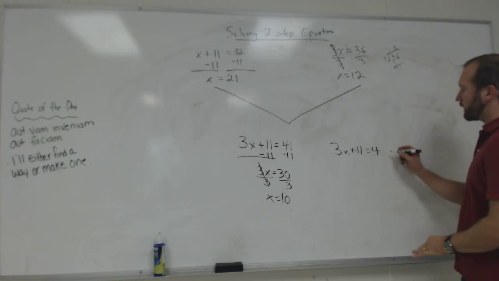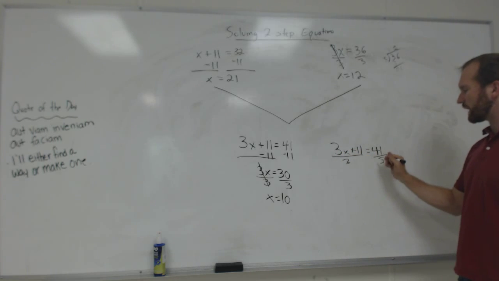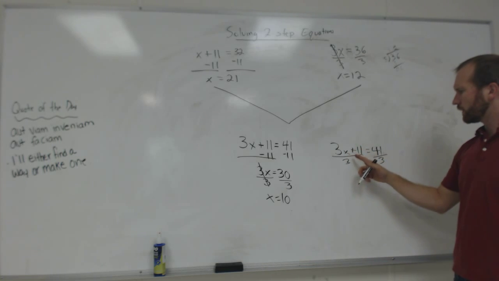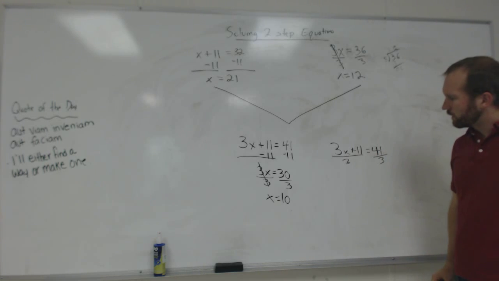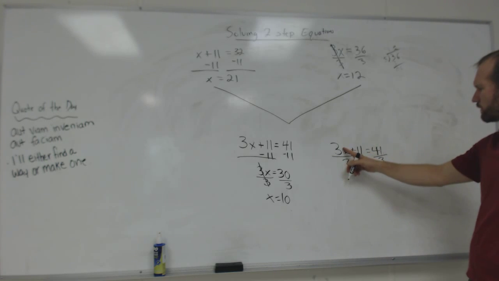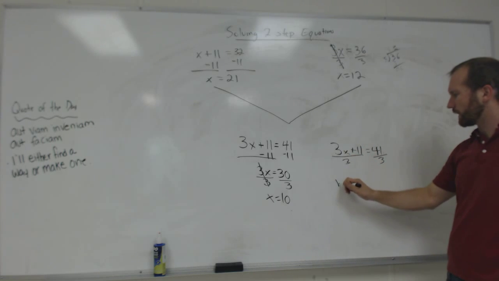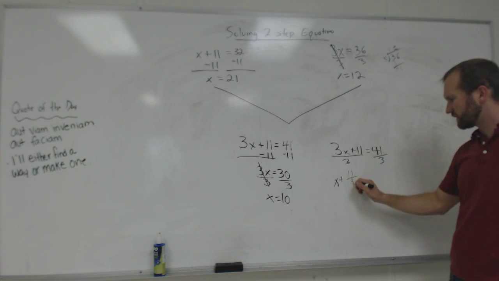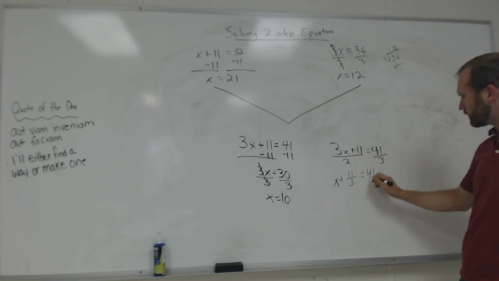Oops, yeah, 41, right. Thank you. So let's say if we divided by 3 first. We divide both sides of the equation by 3. So we have 3x plus 11 over 3. Well, in order to divide this by 3, I have to divide this by 3 and divide this by 3. Well, 3x divided by 3 is x. 11 divided by 3 is 11 thirds. I guess we could write it like that for now. And then over here I have 41 thirds.